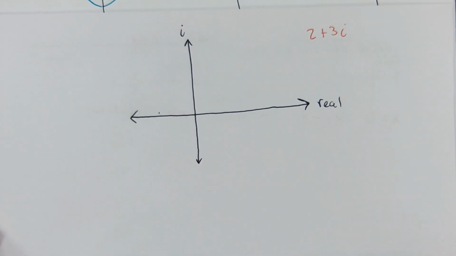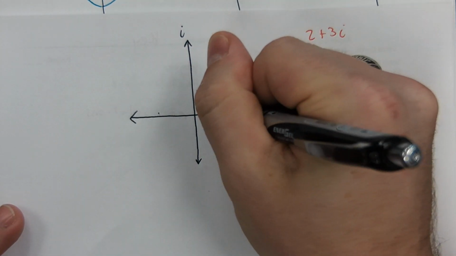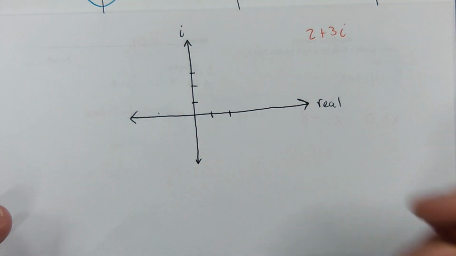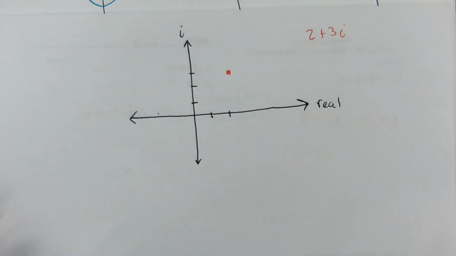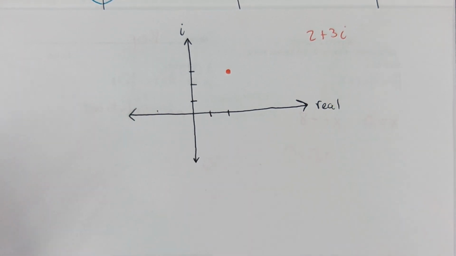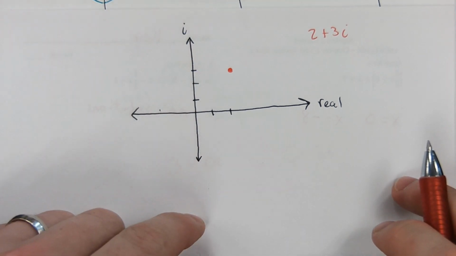The number 2 plus 3i is here in the complex plane. So complex numbers are 2-dimensional numbers. They simply have a second dimension to them. All real numbers fall on the real number line. They are 1-dimensional numbers where they don't have an imaginary component.